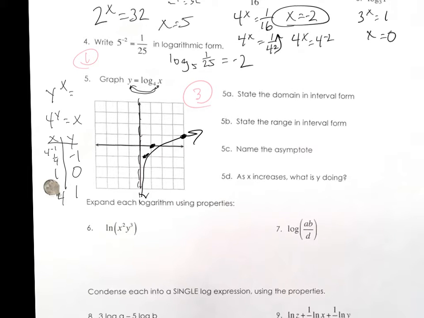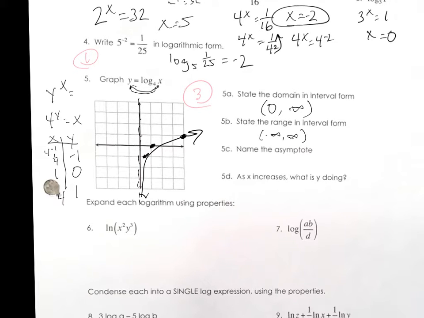The domain, in interval form, well, it's not allowed to be 0, right? There's no x's that are 0. If x equals 0, we can't have that happen. So then it goes to infinity. The range, of course, you can tell bottom up, negative infinity to infinity.